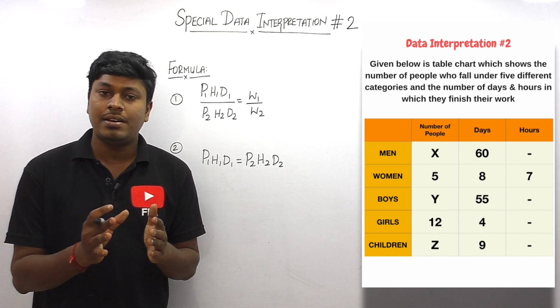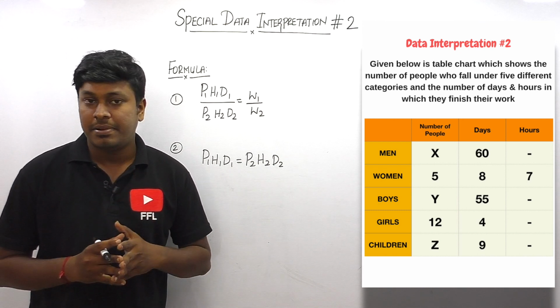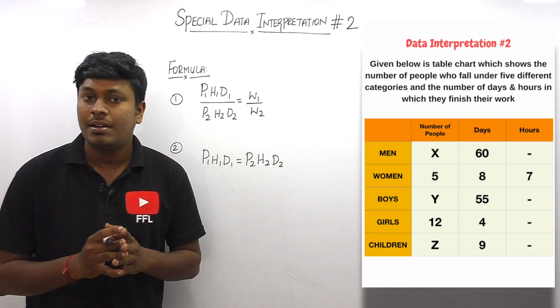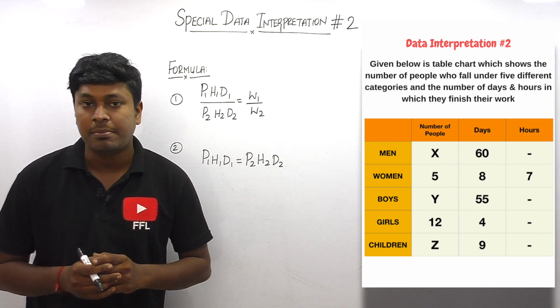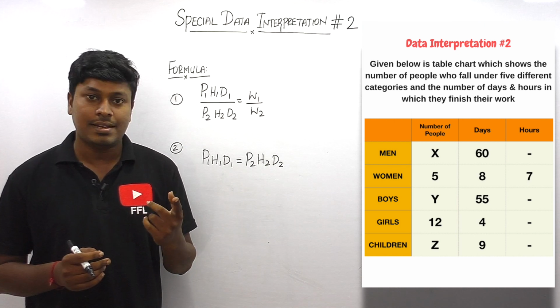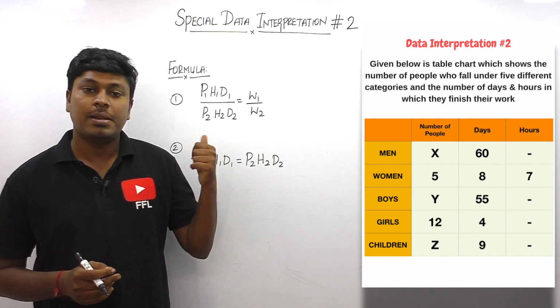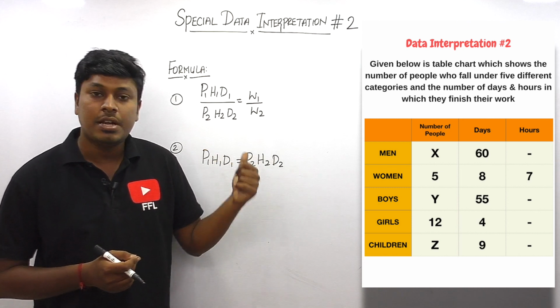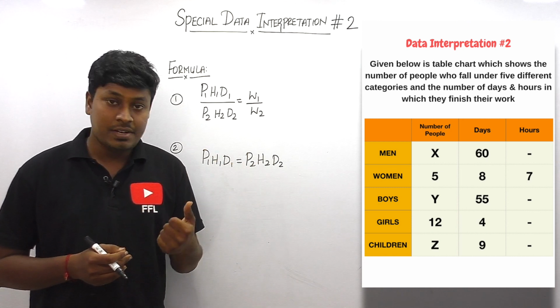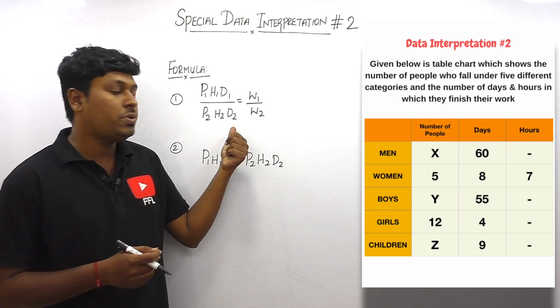Before solving this time and work data interpretation question, you should know a formula which is most important in the topic time and work. I think we have already taught this in lesson number 1 also. The formula is P1 H1 D1 divided by P2 H2 D2 is equal to W1 by W2. In the given question, if work is given, then you need to use this formula.